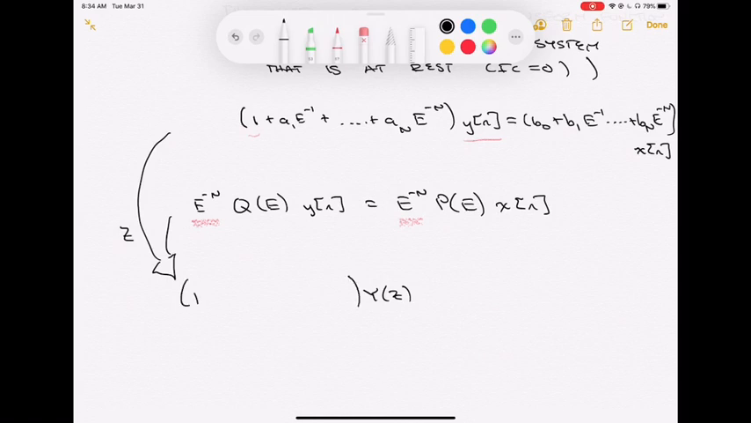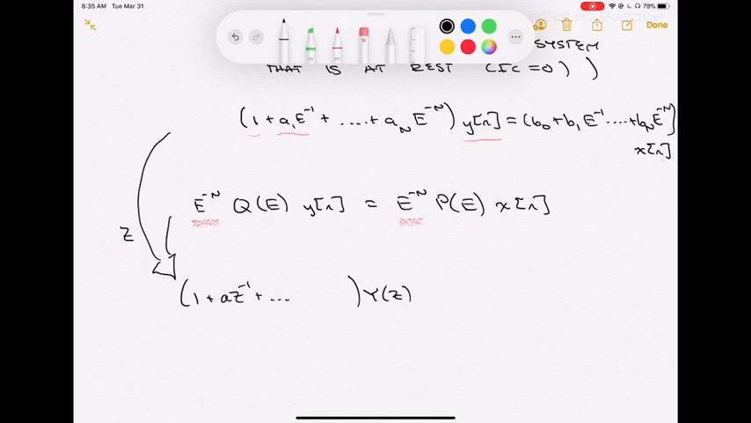If I have a1 y of n minus 1, which is what the next term is, so a1 e to the minus 1 acting on y of n is just a1 y of n minus 1. It's a delay by 1 y term. Well, that one's going to give me z to the minus 1, right? Because a delay by 1 just manifests as a multiplied z to the minus 1. Because there's no initial conditions, I don't have to have all those initial condition terms.